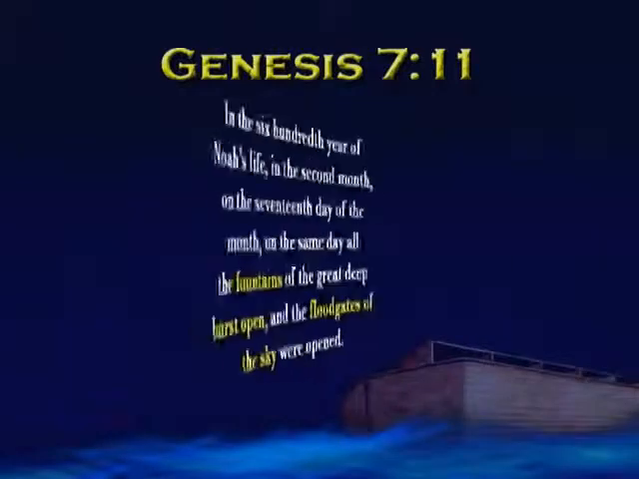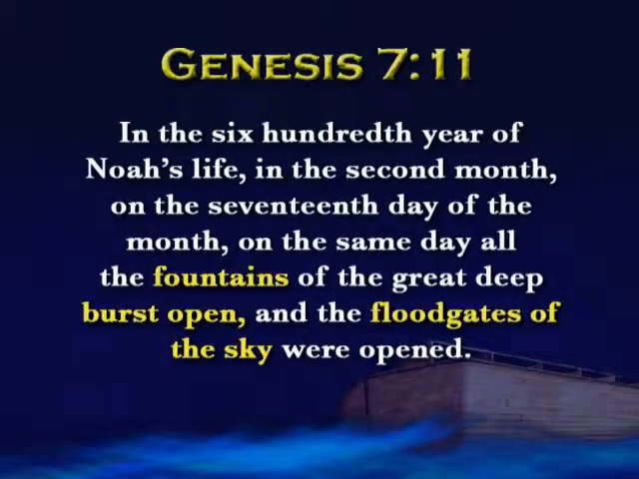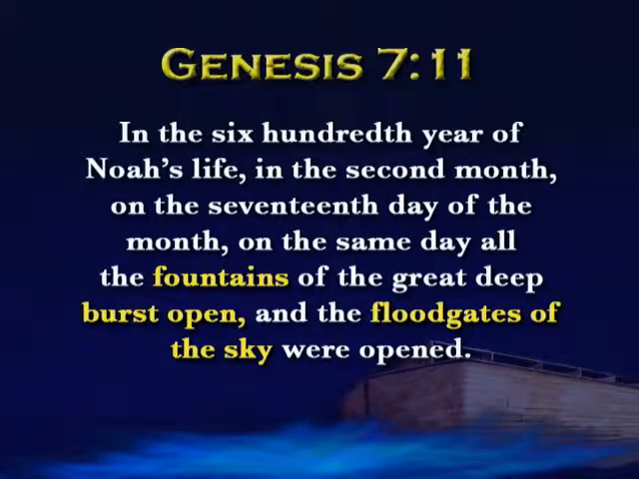In Genesis chapter 7, we're told about the source of the water. In the 600th year of Noah's life, in the 2nd month, on the 17th day of the month, on the same day, all the fountains of the great deep burst open, and the floodgates of the sky were open. So the most well-known source of the water was the floodgates of the sky. The next verse says it rained for 40 days and 40 nights.